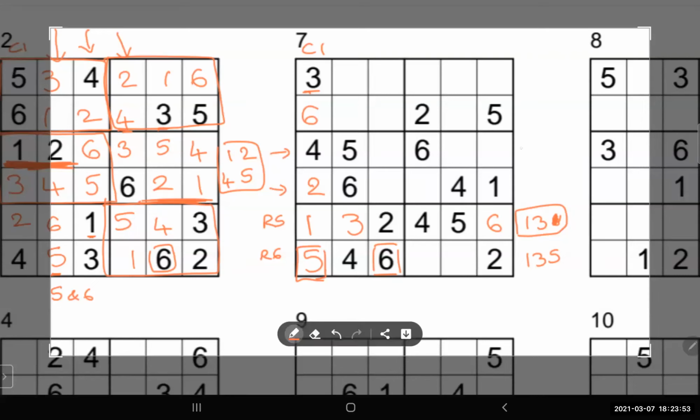1 and 3. Where? Here? R3 and R4, 1 and 3 in that grid. Oh, here 1 and 3. Yes, sir. So we can keep, beside the right side of the 5, we can keep 1, sir. Good. We can keep 3, sir.